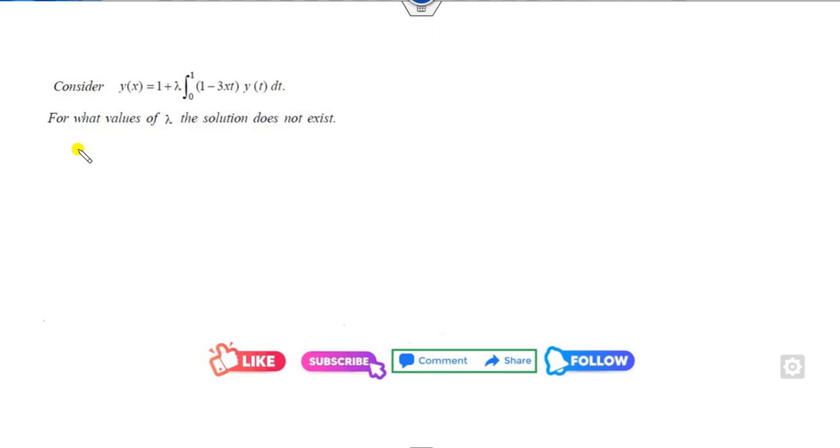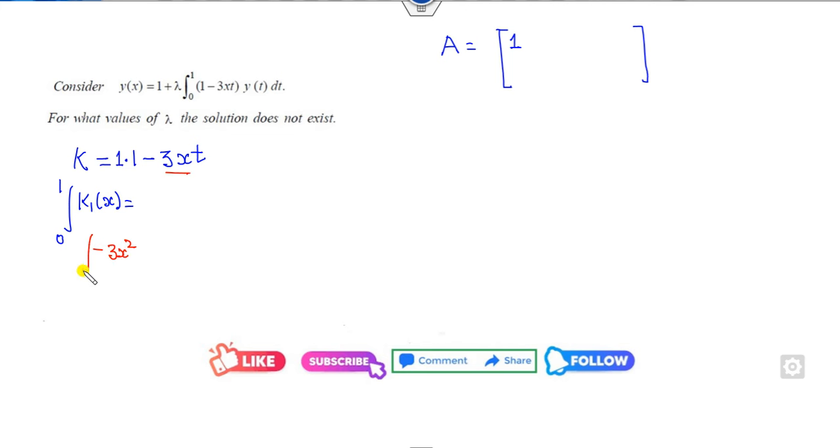Okay, for what value of lambda does the solution not exist? We can find the matrix A again, find the eigenvalue. So what is my k1 x? I can write this as 1 into 1. So limits are 0 to 1. 1, k2, minus 3x square from 0 to 1, minus 1. Fine. What is the k1x, k2 of t? K1x is my 1, k2 is my t, that is x. Integration from 0 to 1 is half.